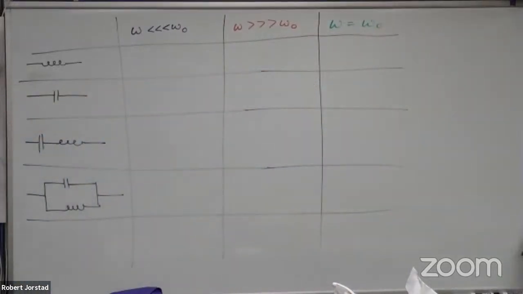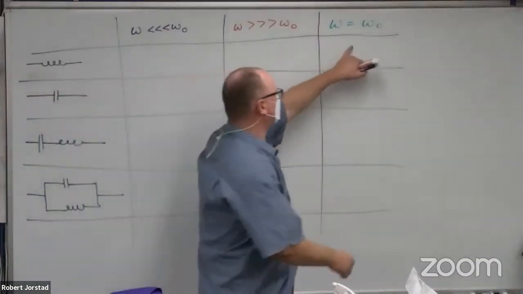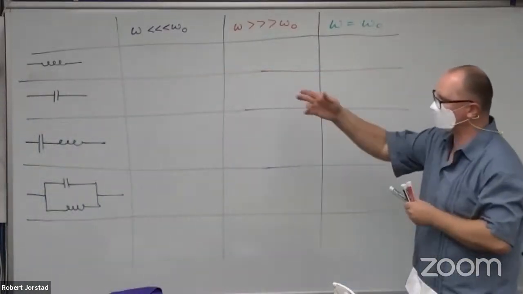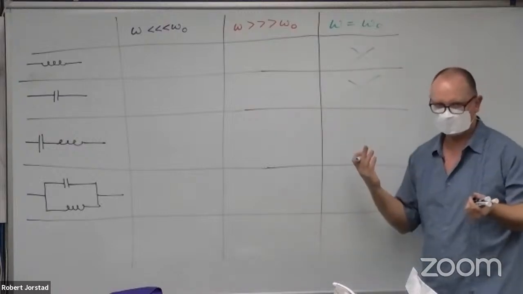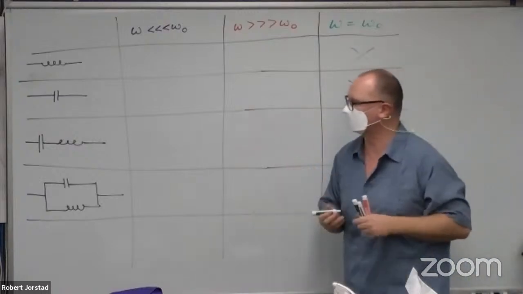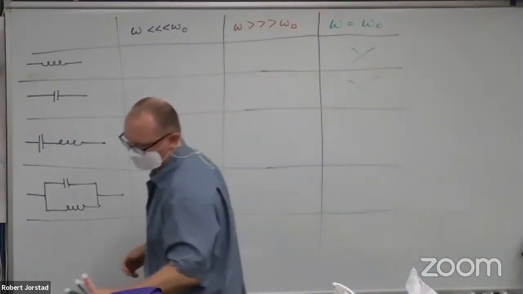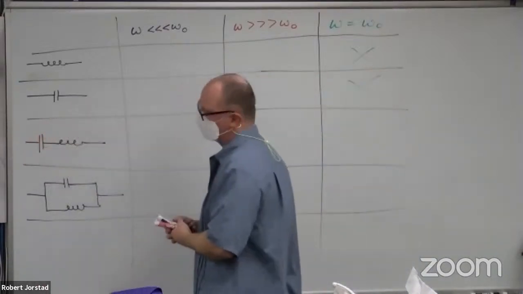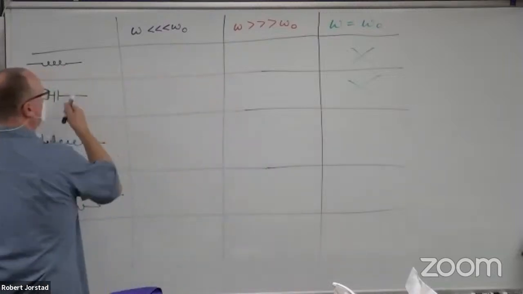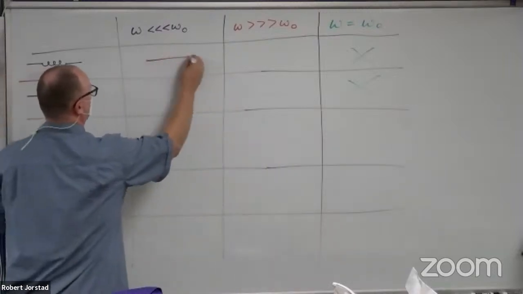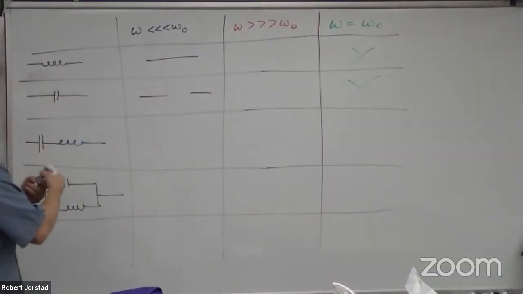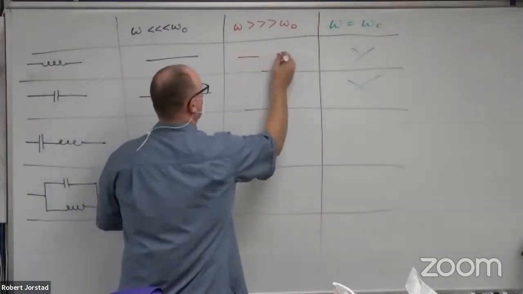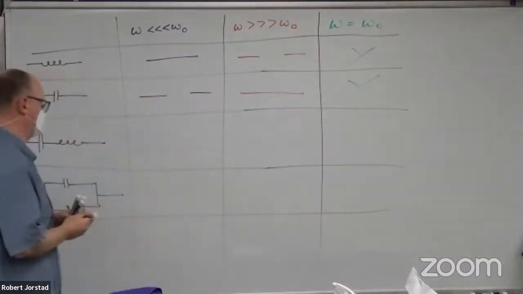Now, this top one, it doesn't make sense if you don't have both of them, right? If you only have an inductor or only have a capacitor, we can't have resonance, right? So you only have resonance when you have an LC. And let me make sure I'm doing this the right way. Low, high, okay, good. So this is what we said. At low frequencies, this one looks like a short and this one looks like a break. At high frequencies, it switches. This one looks like a break and this one looks like a short.